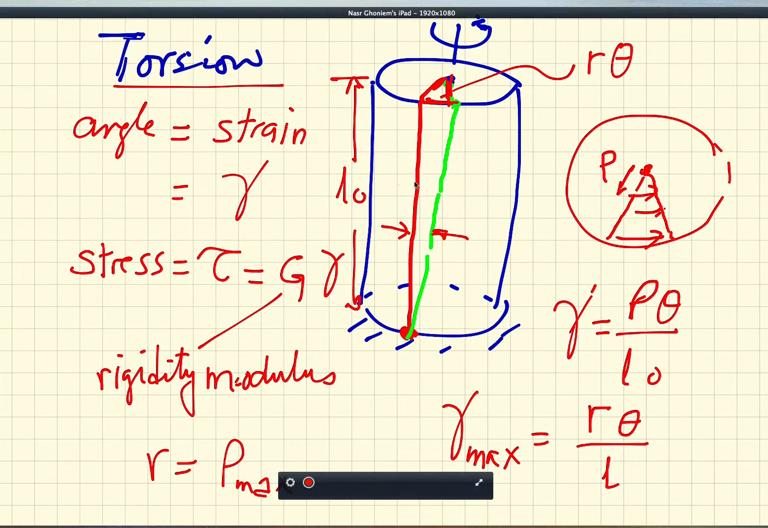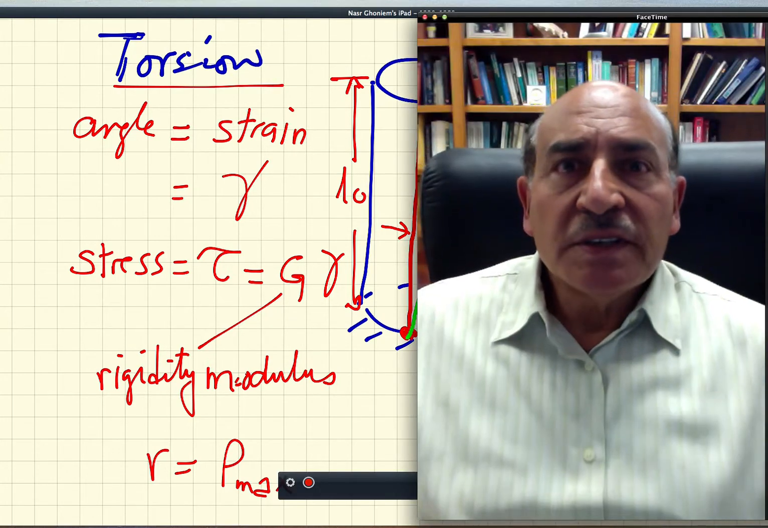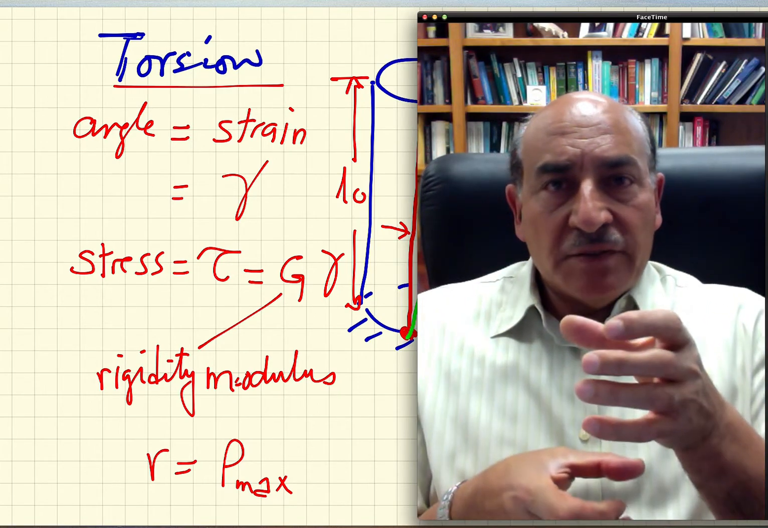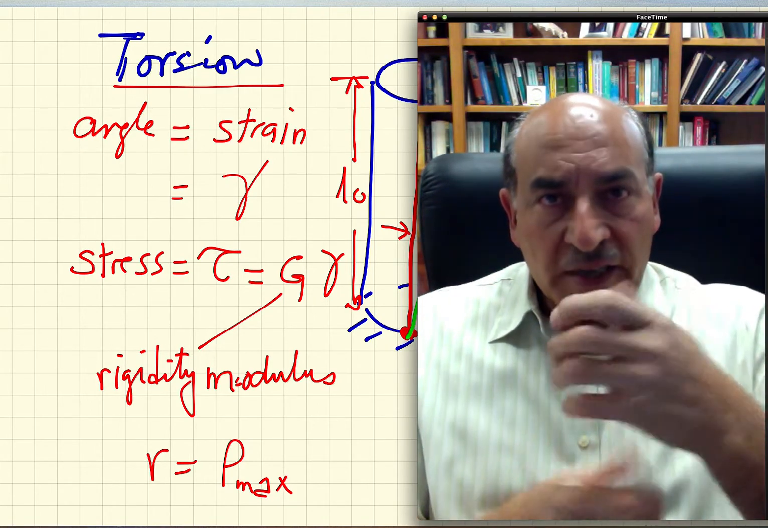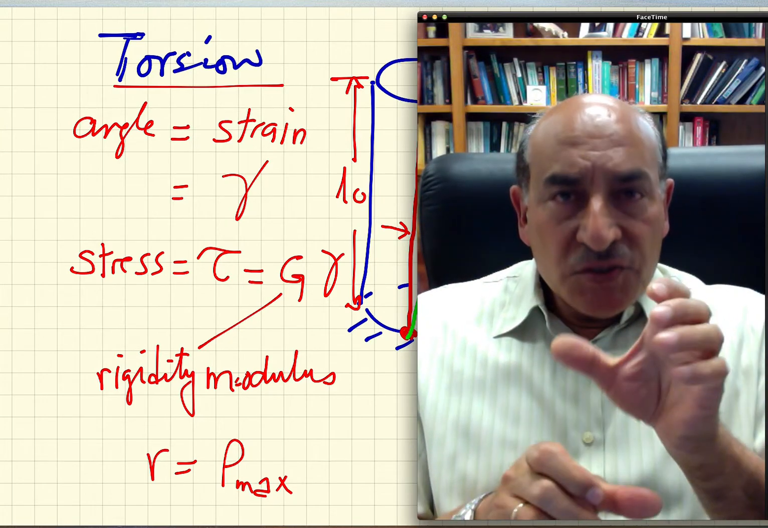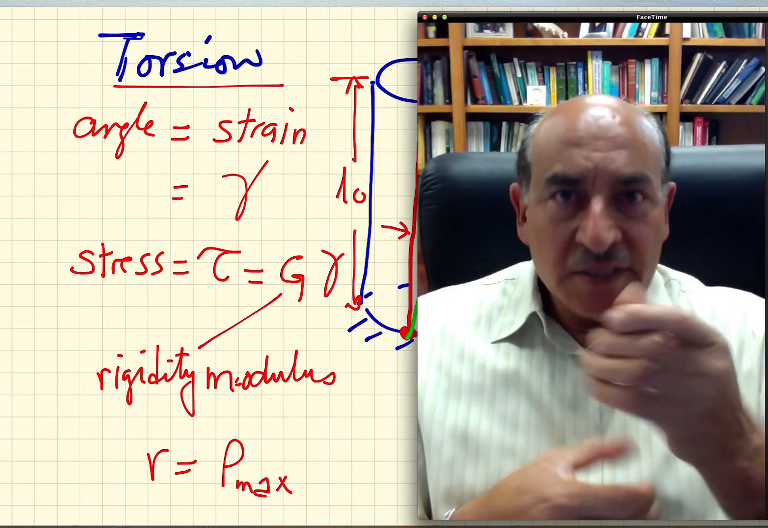So as we know, torsion is application of a torque. So if you have a rod and then you apply a torque on this rod, the rod is going to twist. So the angle at which it twists is called the twist angle.